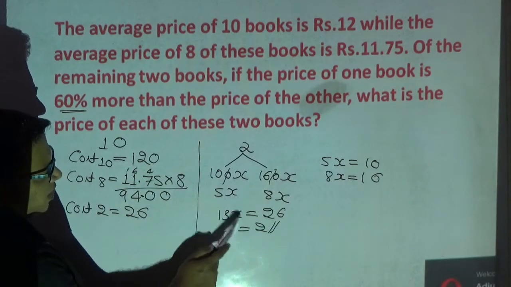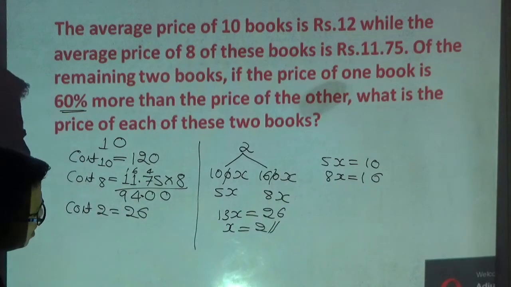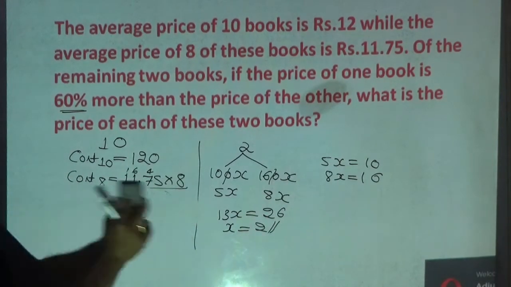x is equal to 2. So one book is 10 rupees, another book is 16 rupees. That's it. So that is the answer for this question.